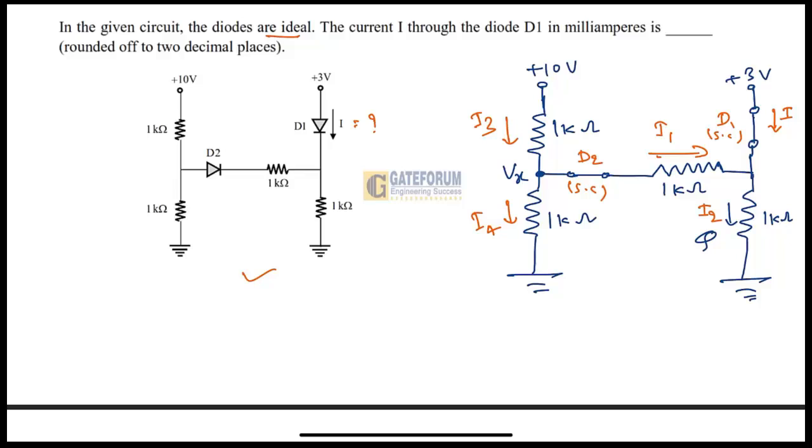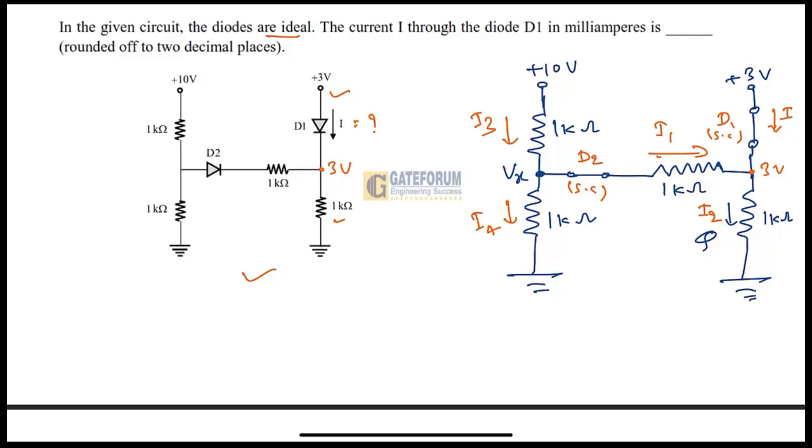Here, by inspection, we can easily say D1 is in the on state. The reason is that for D1, the anode side is connected to plus 3 volt and the cathode side is connected to ground through this 1 kilo ohm resistor. So due to that, we can say that the D1 diode is in the on state, and this node voltage will become 3 volt because of the shorting of this diode. There is no drop across the diode, so the same 3 volt will appear at this node point also.